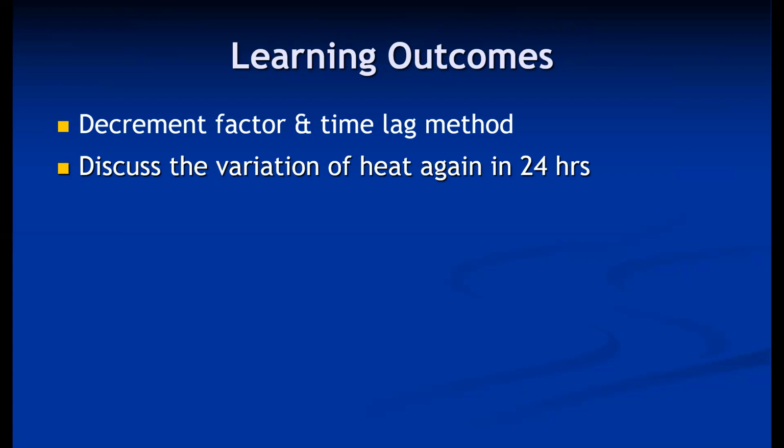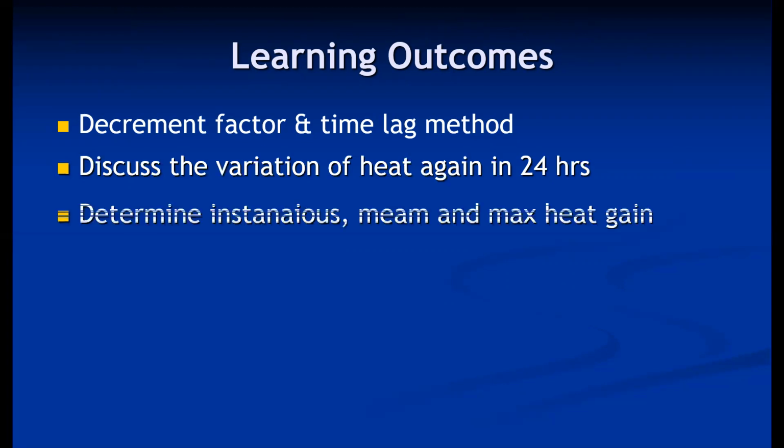You should understand why, for thick walls and thin walls, generally for light construction and medium construction, there is a heat variation. Then you should be able to determine the instantaneous, mean and maximum heat gain through the wall or in the room. This is for a particular wall. If a number of walls are exposed to the sun's radiation, we can calculate accordingly.